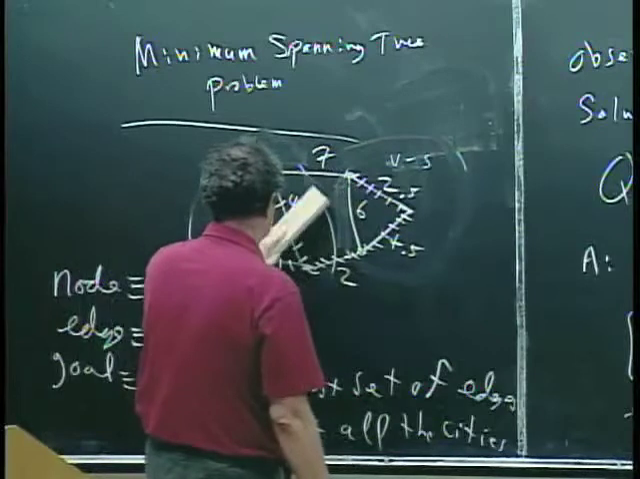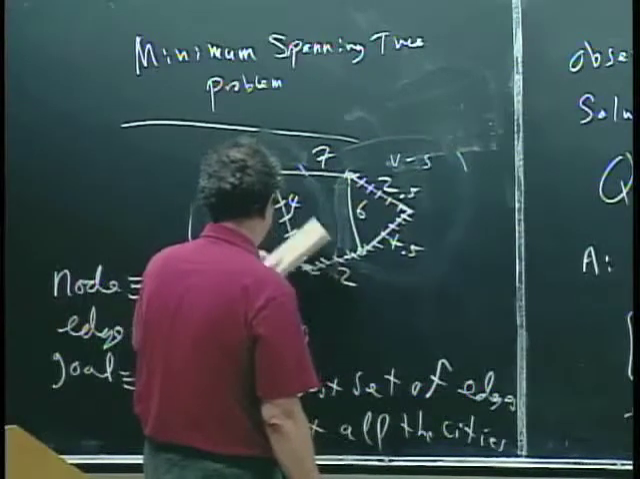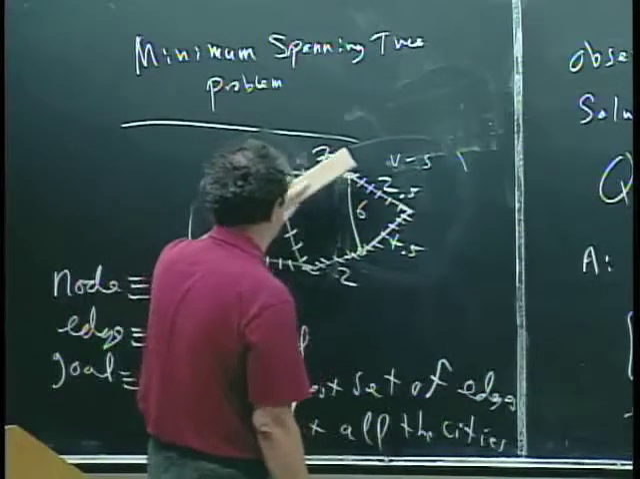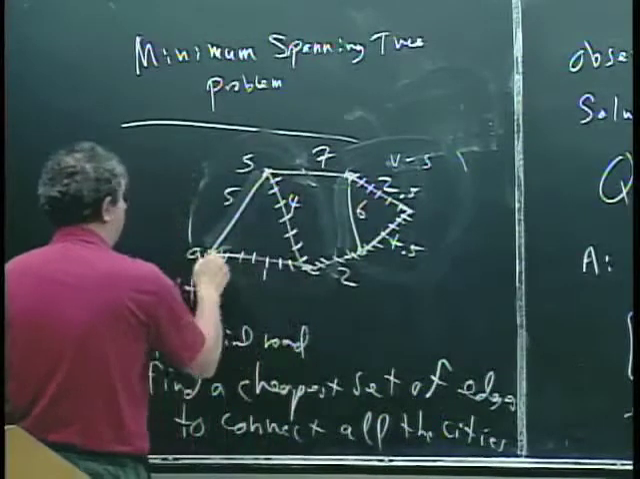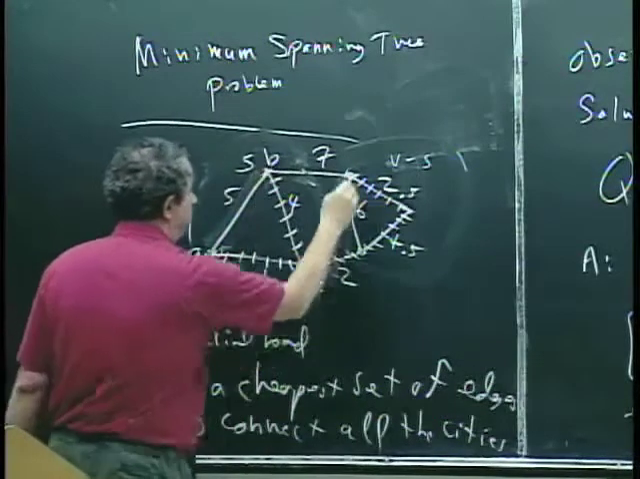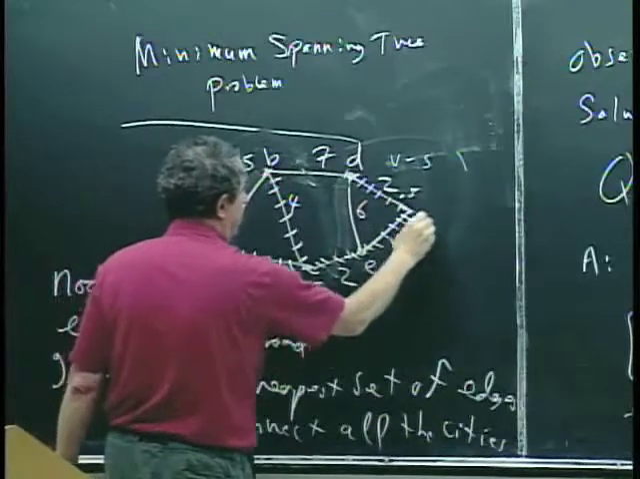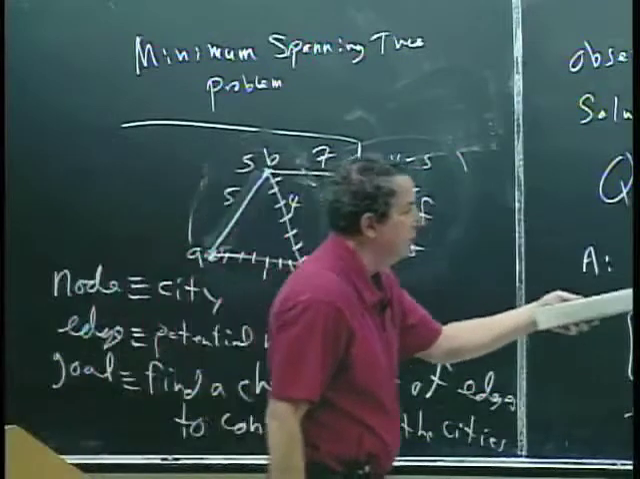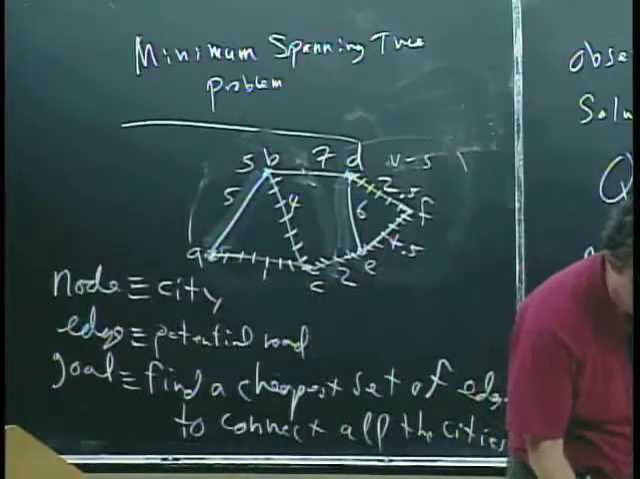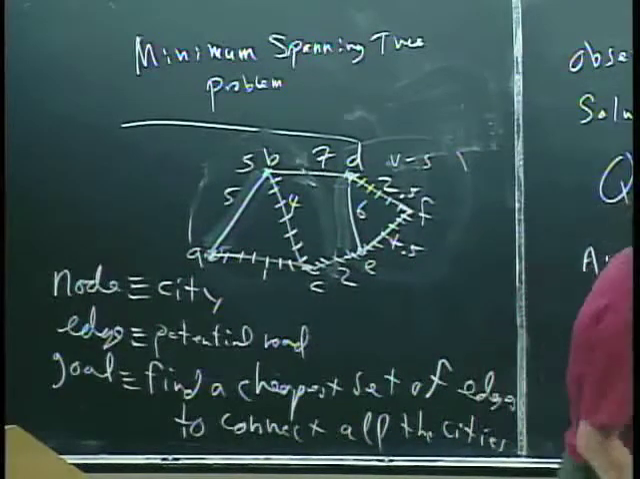Let me try to clean this up a little bit so I can give you a more complex example. Let me label these nodes. This is A, B, C, D, E, F. Now, this lemma, I think it has a numbering in the book, 4.16.